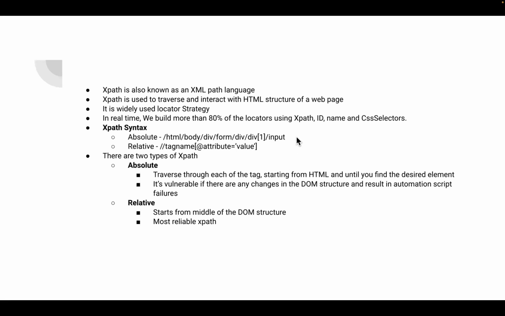Let's get started. XPath is also known as the XML Path Language. XPath is used to traverse and interact with the HTML structure of a web page, and it is one of the widely used locator strategies. In real time, we build more than 80 to 90% of the locators using XPath, ID, name, and CSS selector, out of which XPath is widely used.